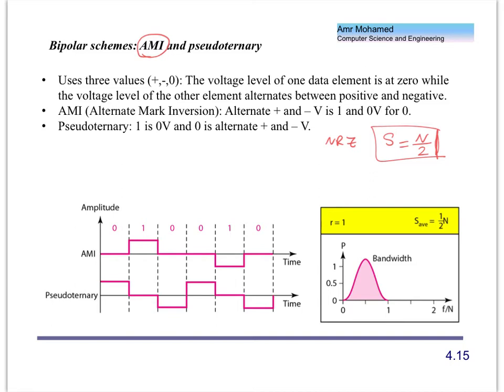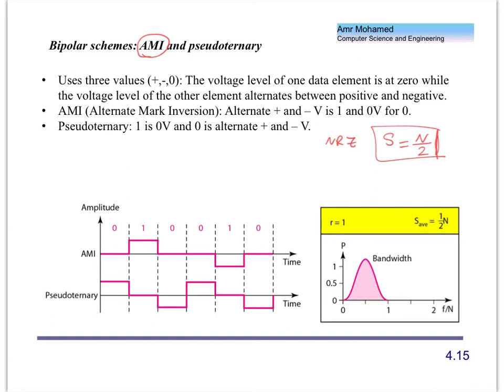But we had DC component, we had baseline wandering, we had no self-synchronization, and so on. Can we maintain the same signal rate n over 2 and try to solve these criteria, like baseline wandering? So they come up with a very nice idea. Like non-return to zero, we will use the zero voltage to represent the zero. So that's normal. When we have consecutive zeros, we have zero voltage. So this has no self-synchronization. We understand this.